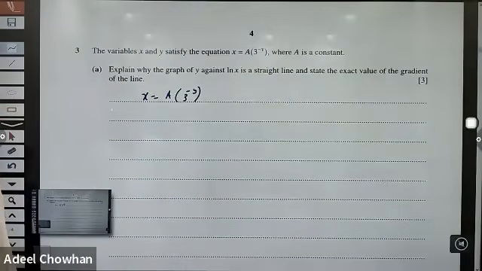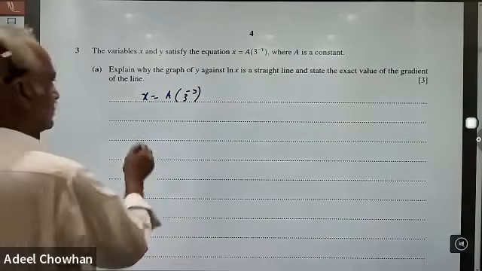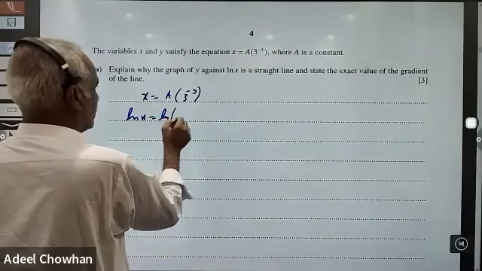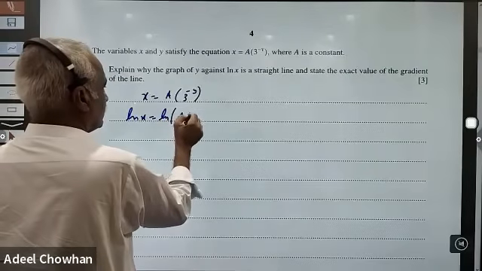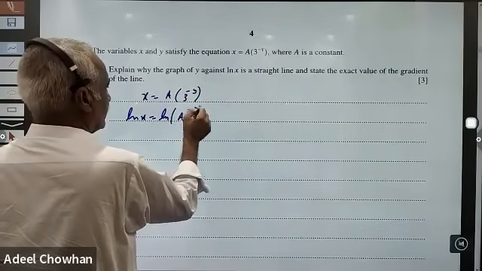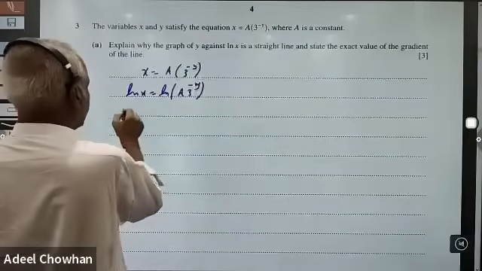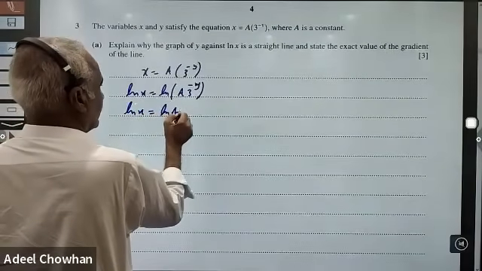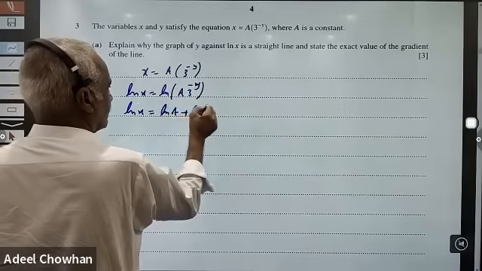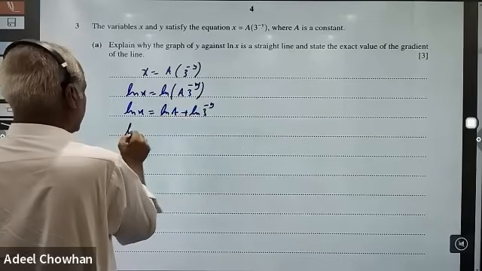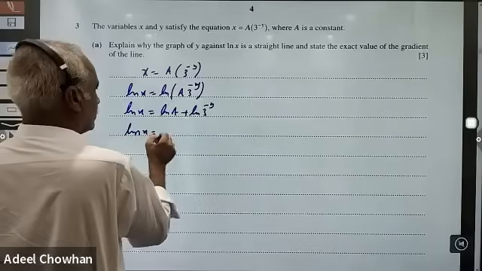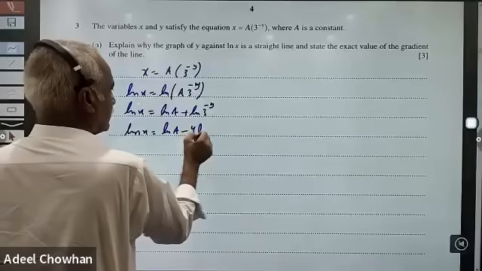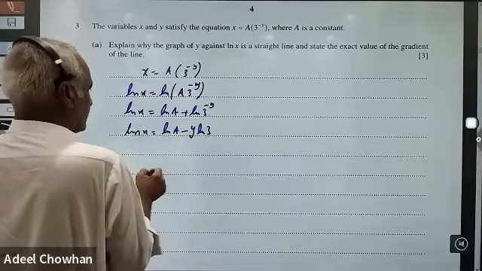whenever the variable is in the power, you have to take the log on both sides. So we take the log on both sides. So log of x is equal to log of a into 3 power minus y. This is log of x is equal to log of a plus log of 3 power minus y, or this will become log of x is equal to log of a minus y log of 3.